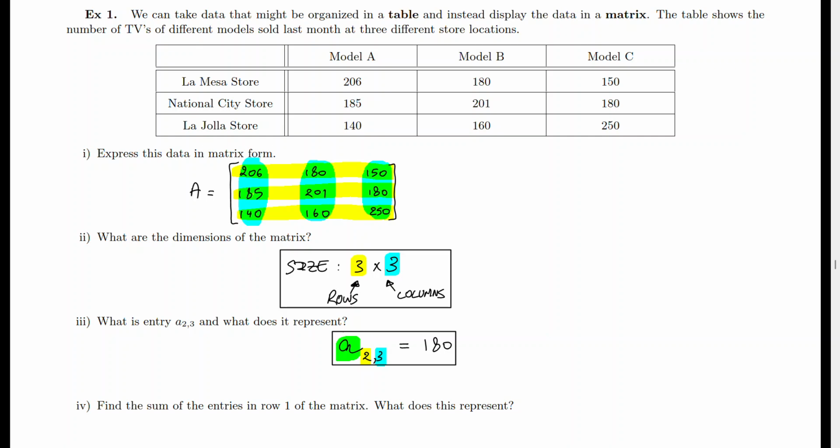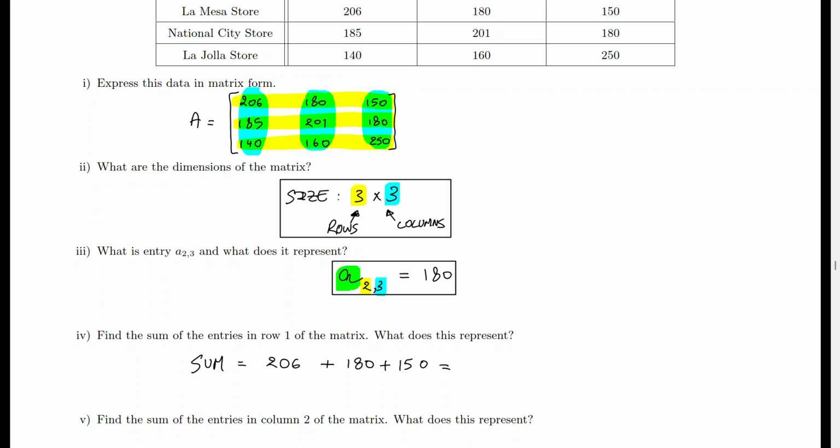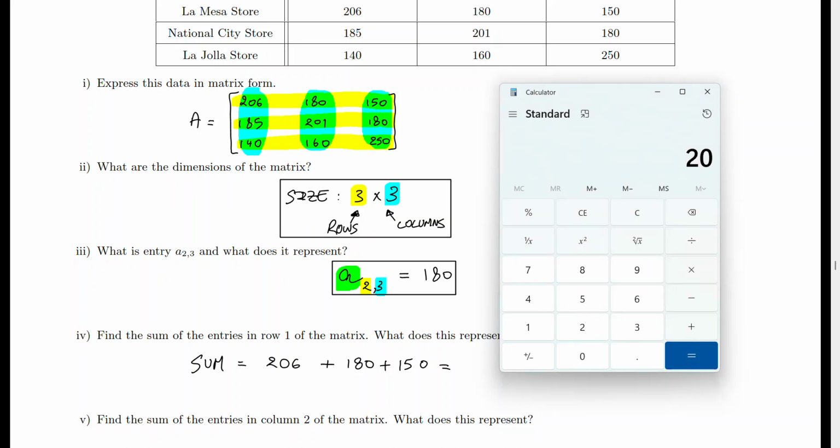Okay, moving on to part 4, we are asked to find the sum of the entries in row 1 of the matrix. So row 1 of the matrix is the row containing the numbers 206, 180, and 150. They want the sum, and they want me to say in a few words what this number represents. Okay, so 206 added to 180 added to 150 will be 536.